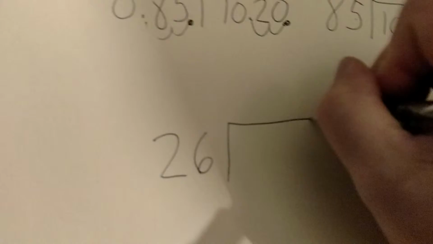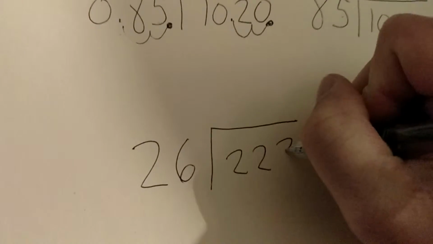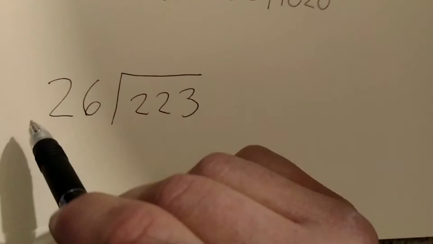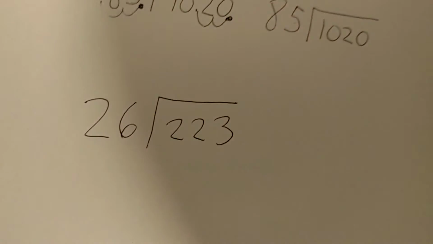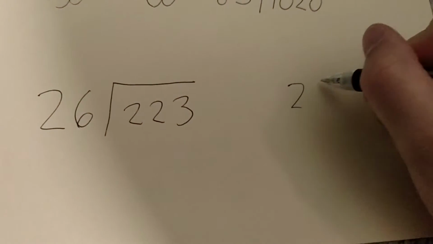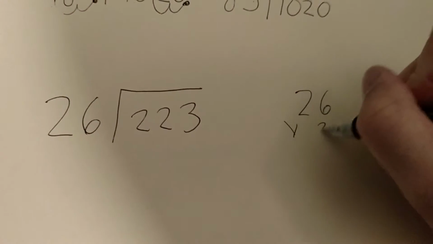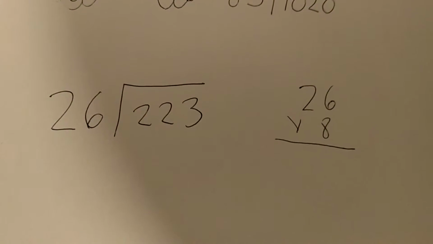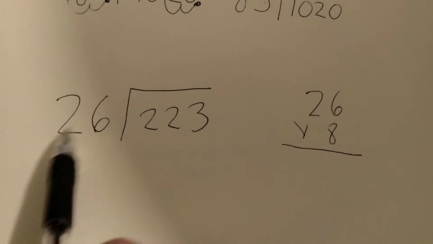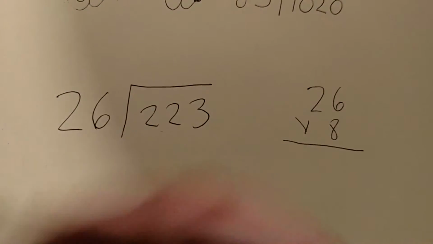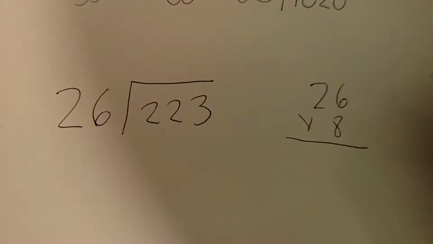So 26 into 223. I'm going to actually solve this one for you, so as long as you're watching this video, you get this problem. So I'm going to guess that 26 goes into 223 probably about 8 times. So I'm just going to guess and check and see how close I am. 26 times 8. The reason I guessed that number, I thought that this was about 25. 25 would go into 223 8 times. You could have done another strategy.